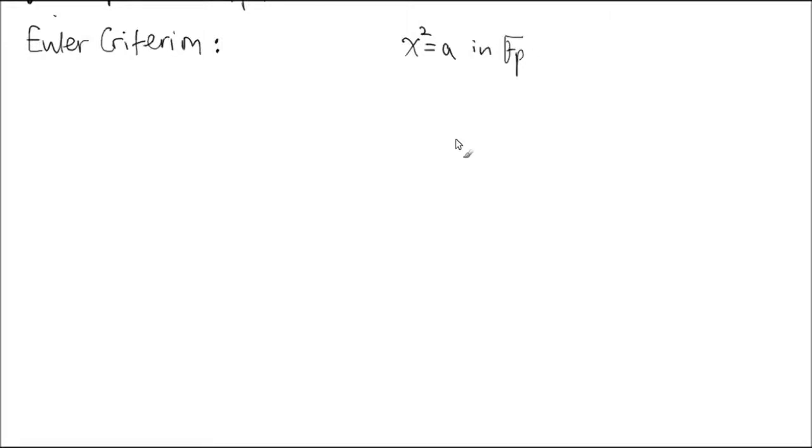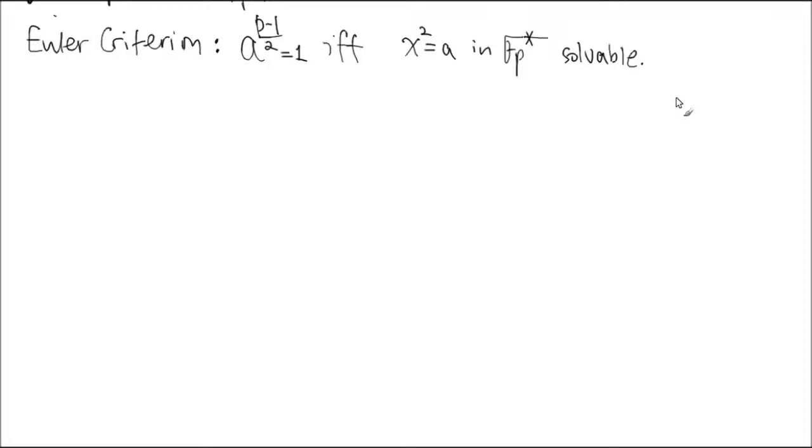FP star, and this holds if and only if some power condition is satisfied, right? Remember that part? X squared equals a is solvable. And what was the condition? It was about a to the (p minus 1) over 2, and this is equal to what number? It's 1 if it is solvable, and negative 1 if not solvable, right?